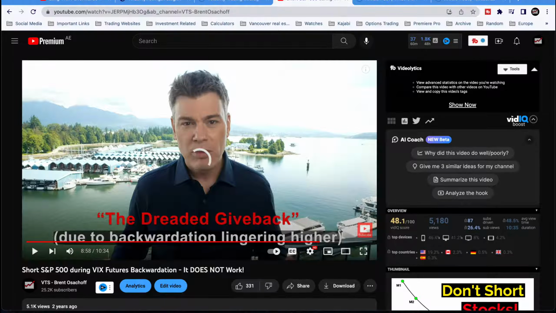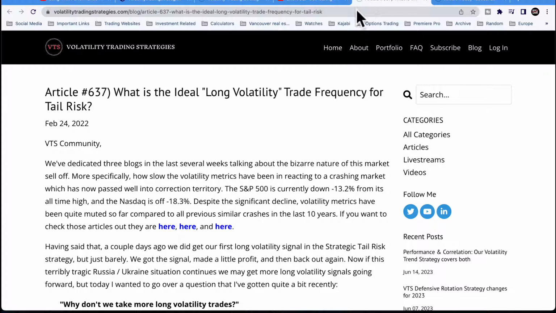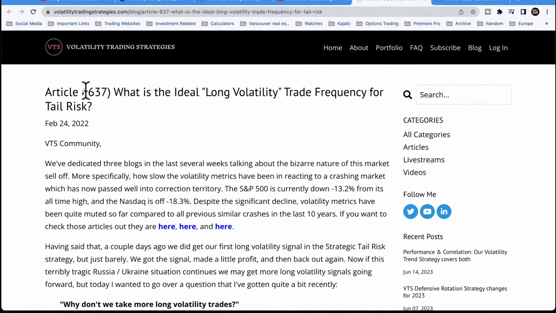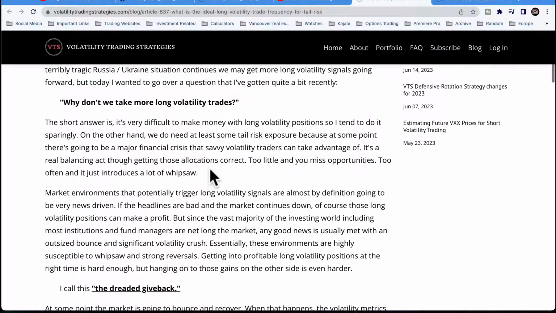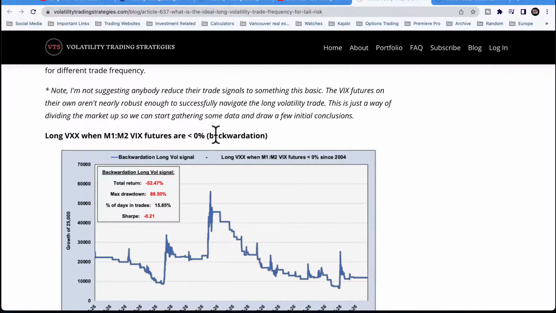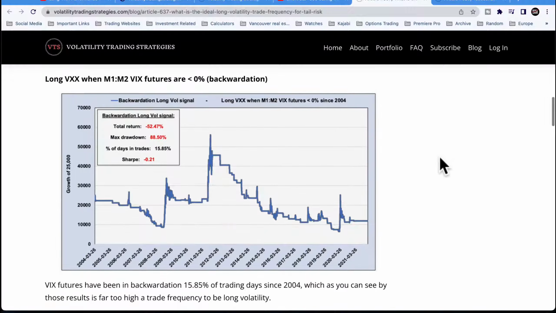So what I wanted to talk about is just potential ways to possibly mitigate that give back. This article on my website, article 637, ideal long volatility trade frequency for tail risk, is essentially the heart of what we're getting at. This isn't exactly using the VIX, it's actually using the VIX futures backwardation. The first chart here is, what if we just went long vol only when the VIX futures are in backwardation? Well, this is what the results would be.